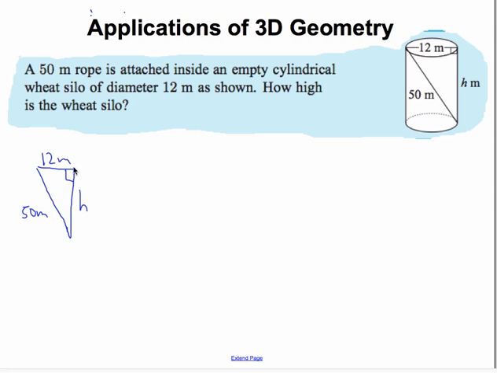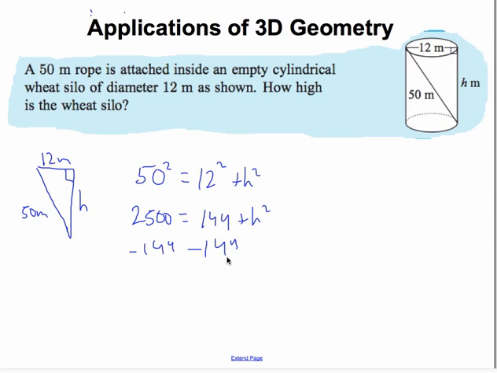50 meters is the hypotenuse because it's opposite the right angle, so 50 squared is going to equal 12 squared plus h squared. So we have 2500 equals 144 plus h squared. And then subtract 144, and we get 2356 equals h squared. h equals the square root of 2356.